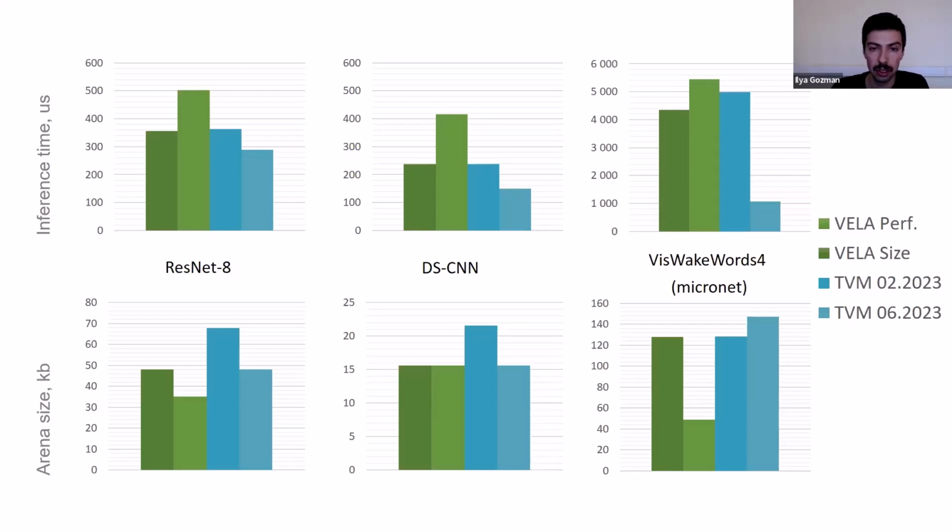Thanks to TVM tools, we can vary networks' behavior, either for acceleration, which requires more memory, or conversely, using less memory, resulting in longer processing times.